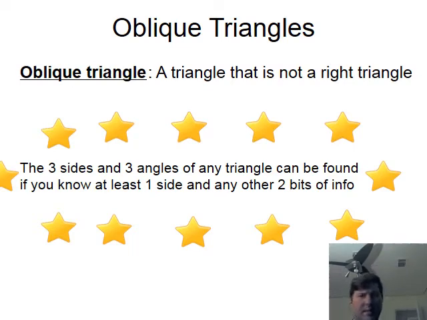Oblique triangles, again, just a little more about them. The three sides and the three angles of a triangle, which are the only 6 things you can know about a triangle, really, can be found if you know at least one side and any other 2 bits of information. That's actually kind of an interesting side note. I should have made a slide just for this. It doesn't work if you don't have at least one side. You have to have at least one side.